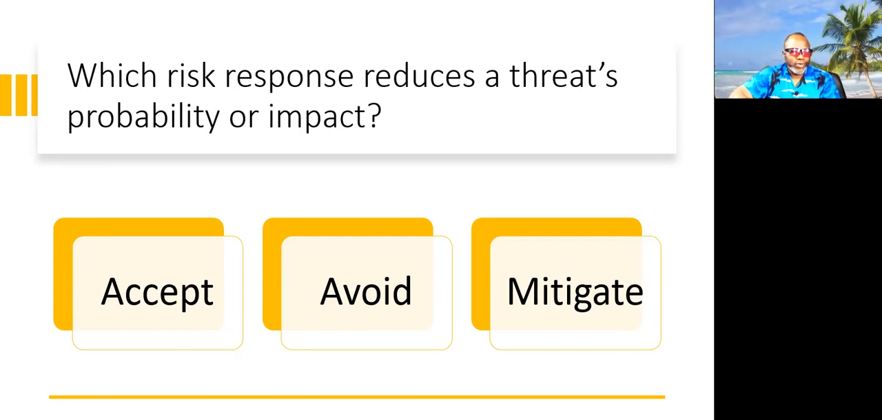All right, 3, 2, and 1. The answer to this, which risk response reduces a threat's probability? We're talking about reduction. So it's not accept. Accept doesn't reduce anything. It's not avoid. Avoid is an absolute removal of that thing, probability or impact wise. So it's not that. The best answer, talking about a reduction, is mitigate. Mitigate will reduce the probability or impact of a threat. Avoid will take the impact or probability to a 0. So there is a difference. Best answer is mitigate. All right, here is your next question.